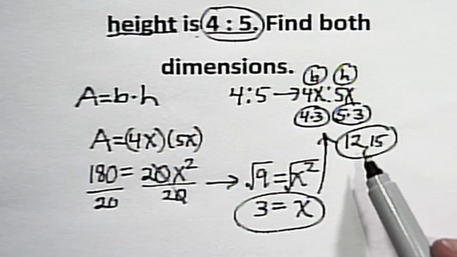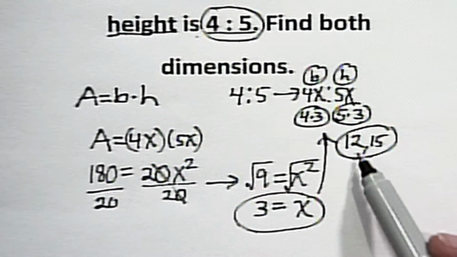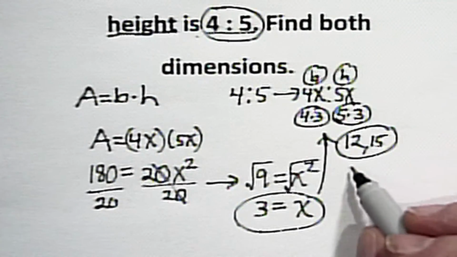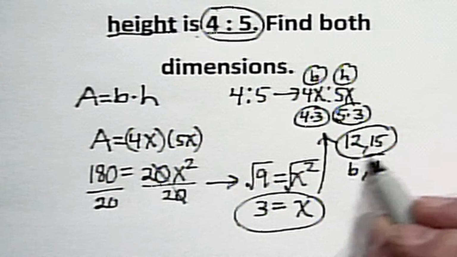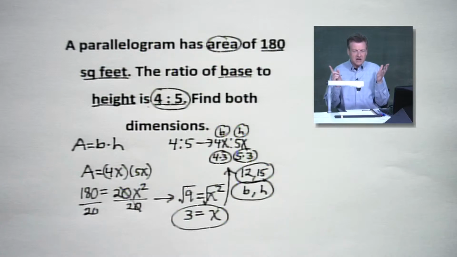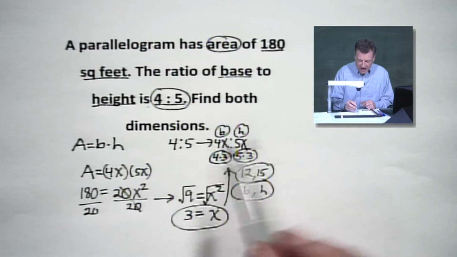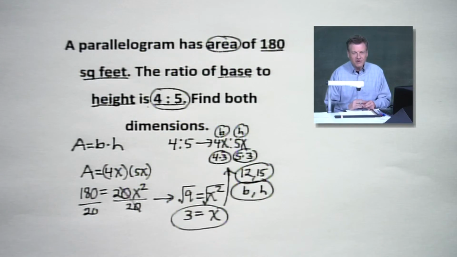Well, the base is bigger, isn't it? Nope, not this time. The base is a little bit smaller. So 12 is the base. There's your height. So there's the base. There's the height. And life is good. Does it check? 12 times 15? Bang, 180. So you go from feet. By the way, these are both in feet. And that gets you to square feet when you run the area.